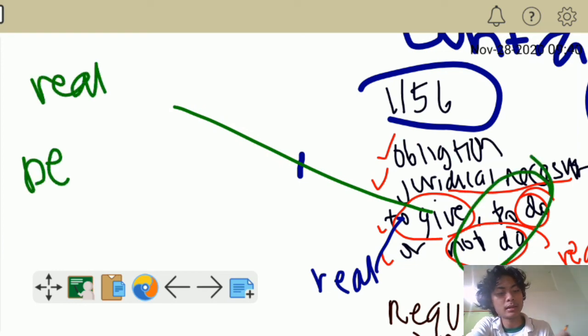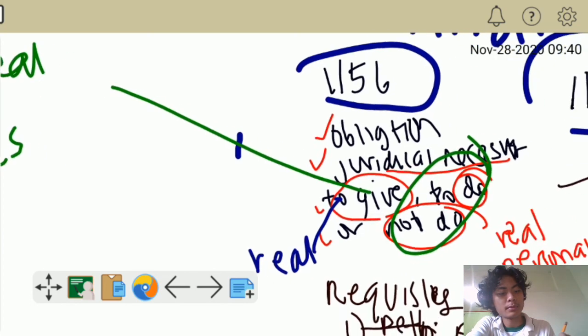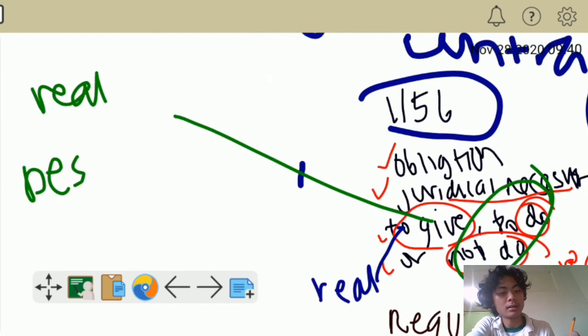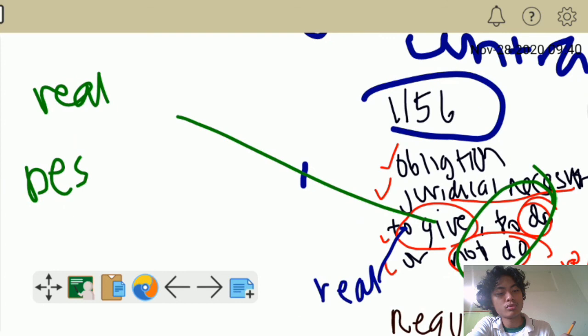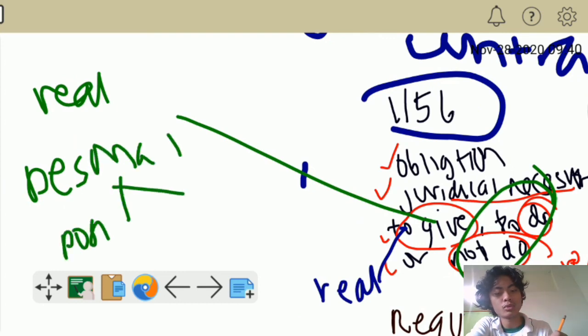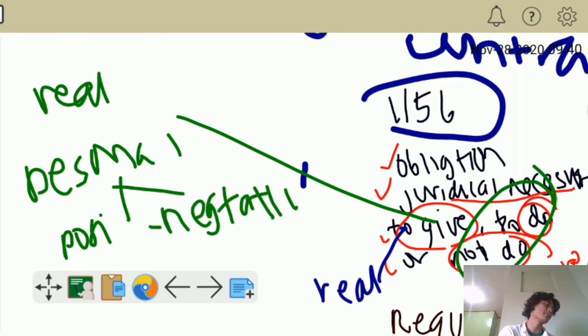Pero yung personal can be differentiated into two: positive and negative. Pag positive, it is to do. And pag negative, it is not to do. Personal.